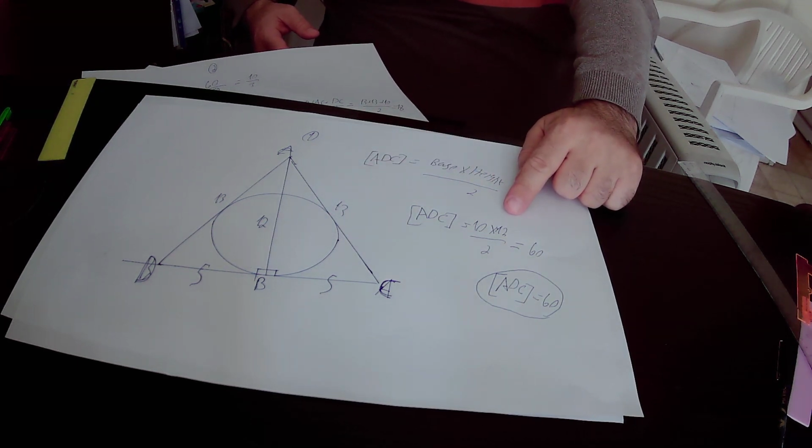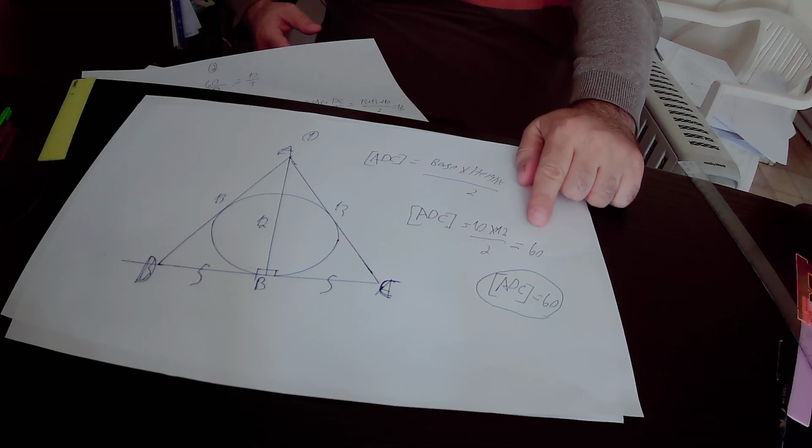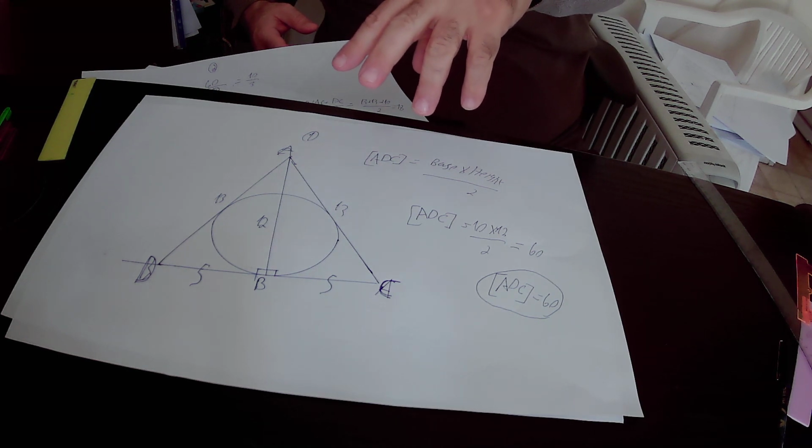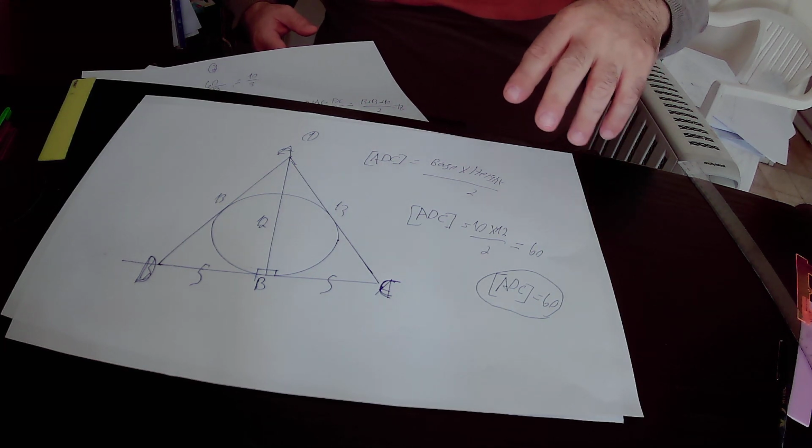So it is actually 12 times 10 over 2. 12 times 10 is 120. 120 over 2 is 60. So we found out that the area of triangle ADC is equal to 60 square units.